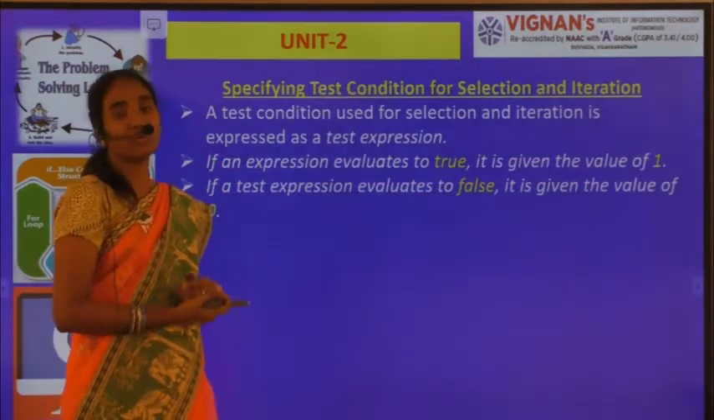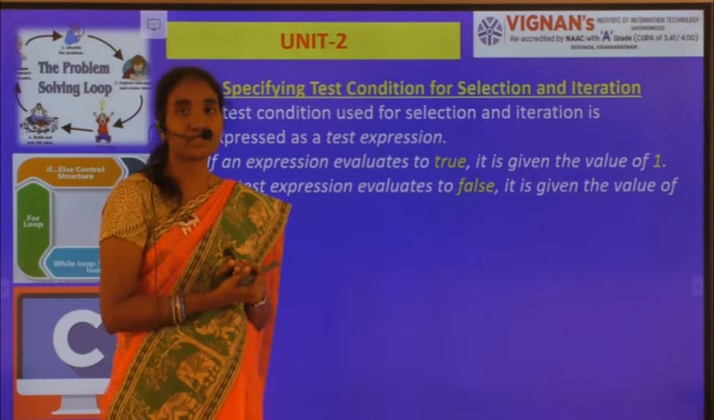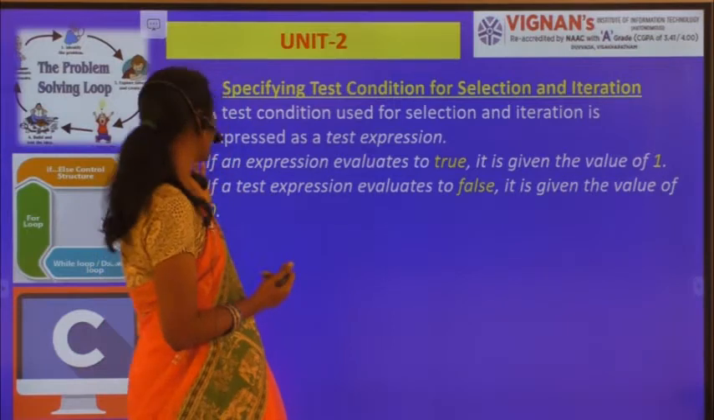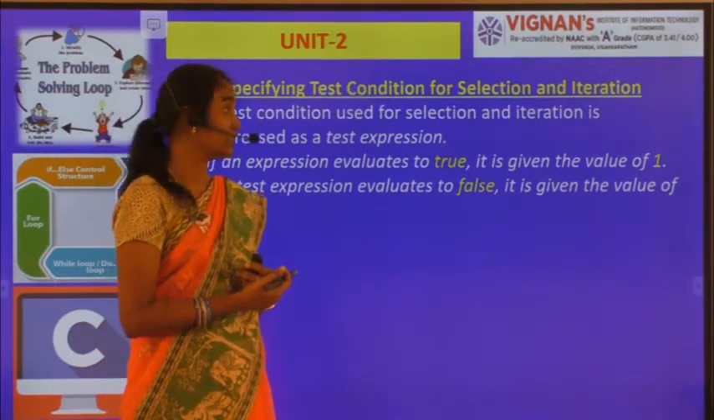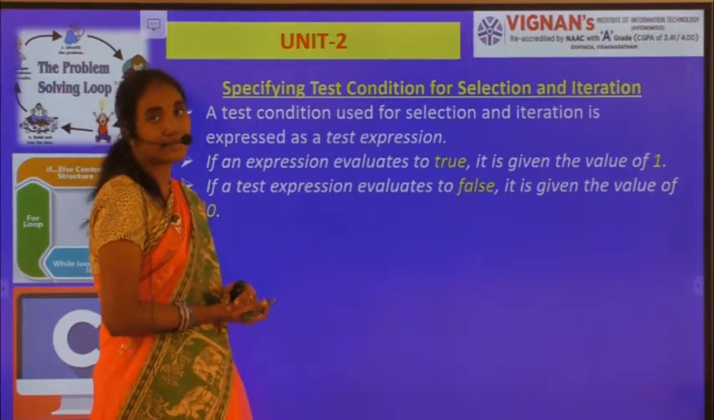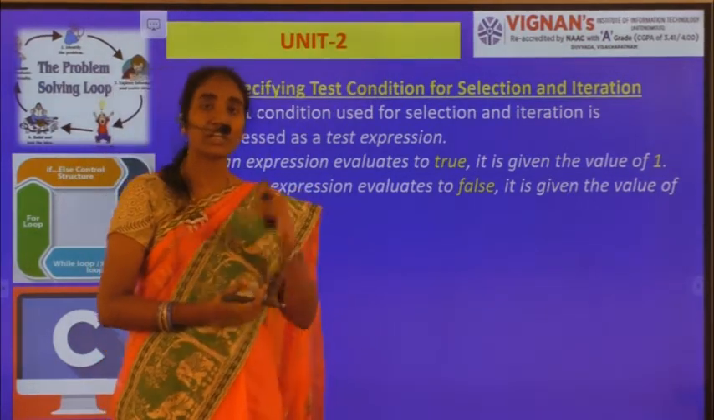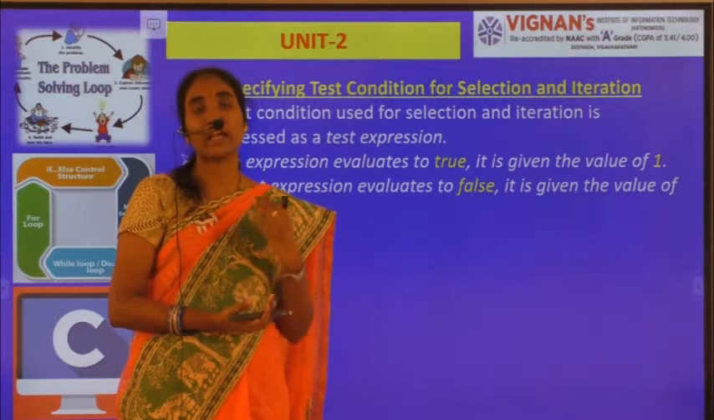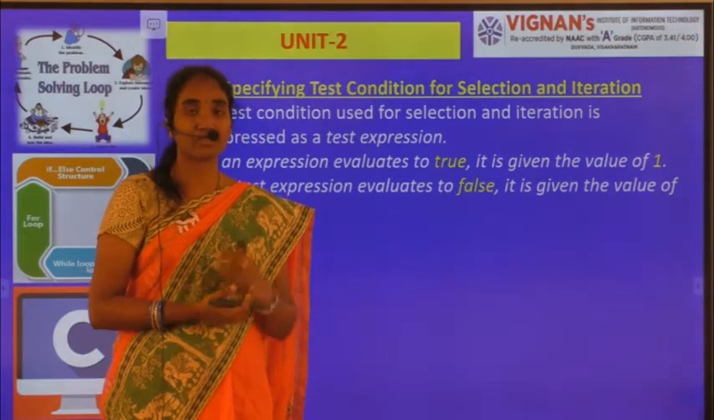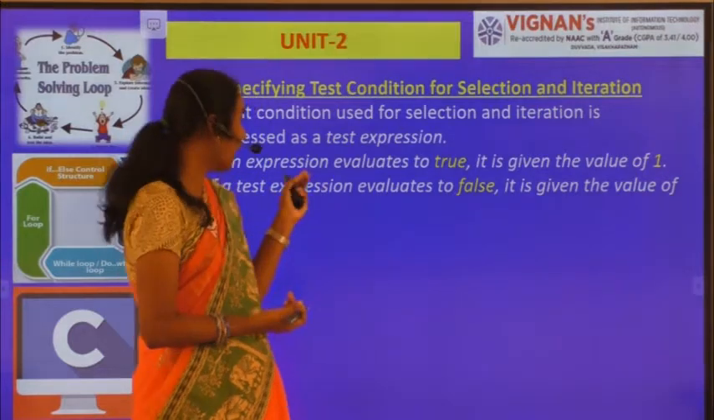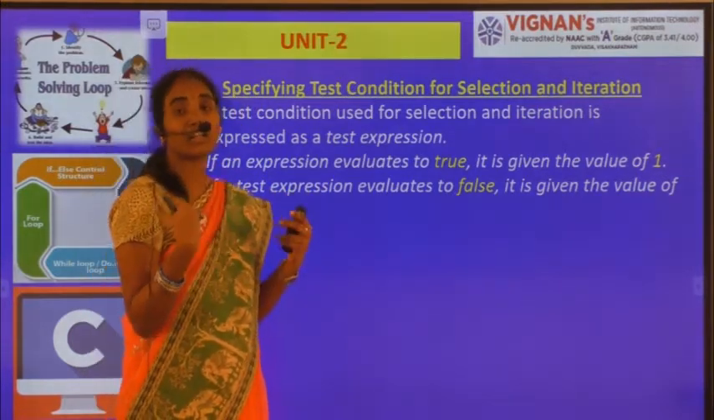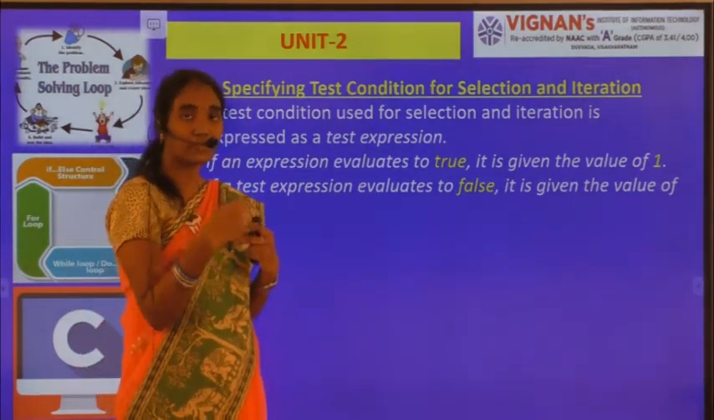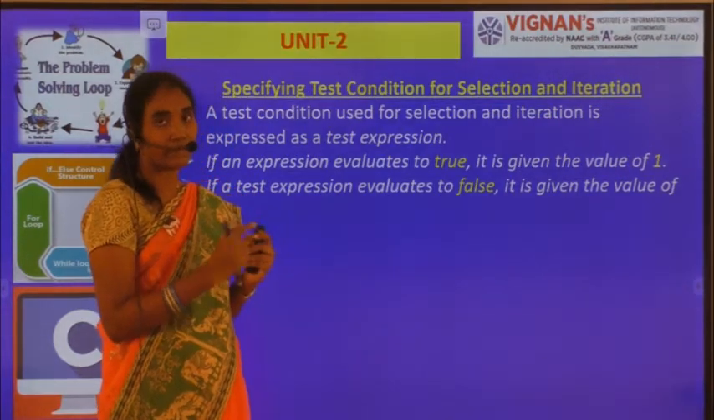Now, in order to write a selection statement or an iteration statement, we must specify a condition. Here a test condition is used for selection and iteration, expressed as a test expression. If the condition evaluates to true, then only I am entering into the corresponding block of statements. Otherwise I will not enter into the corresponding statements. If the condition evaluates to true, it is given with a value called 1. If the condition evaluates to false, it is given with a value called 0.